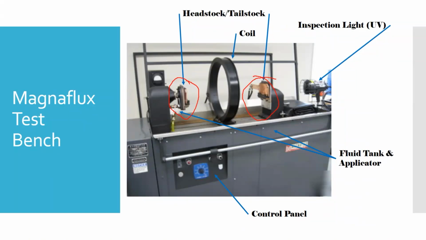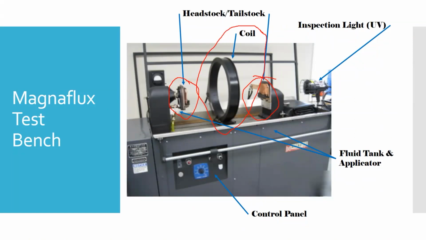We then have a coil that can go around the part, so that head and tail stock, they're going to run current through the part. So if we run current through the part, which way does a magnetic field form? Where's it going to form?